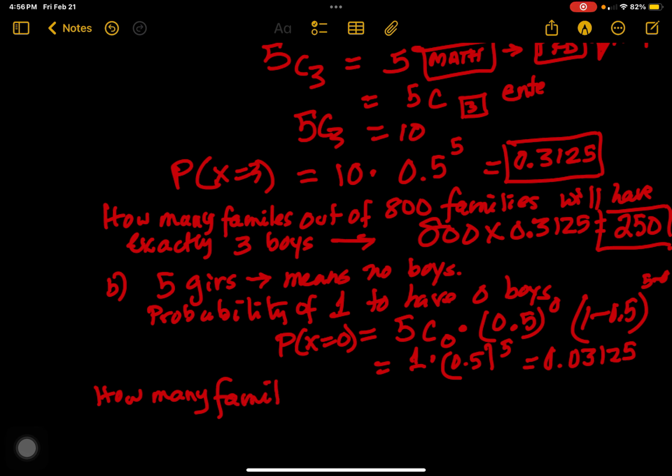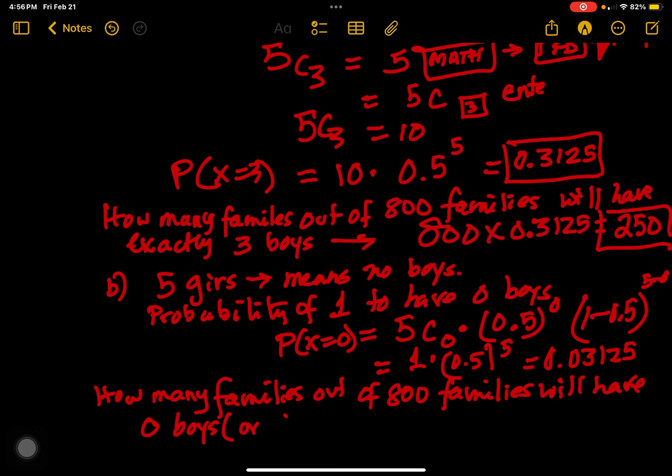So the question is, how many families out of 800 families will have 0 boys, or 5 girls?